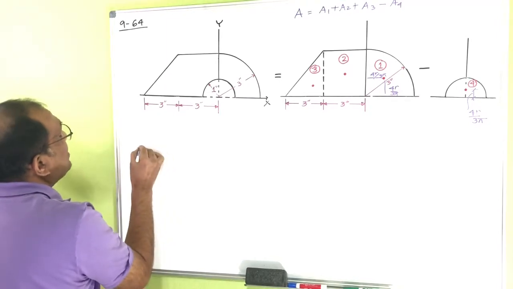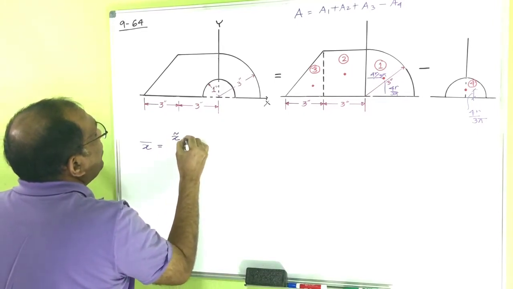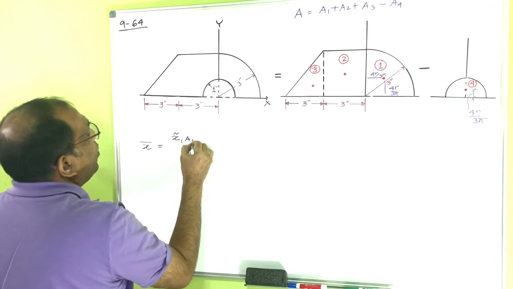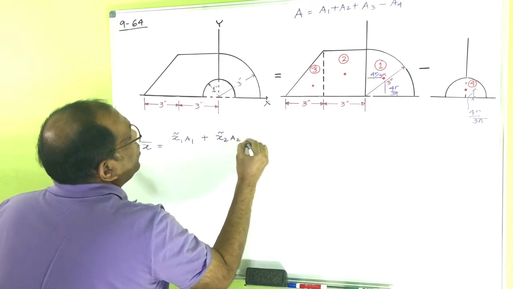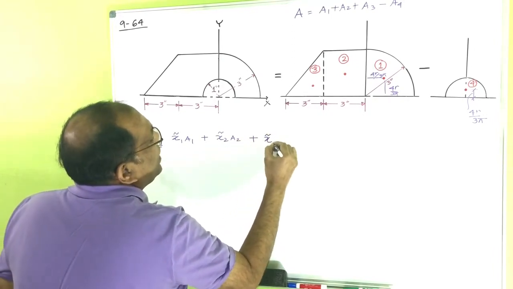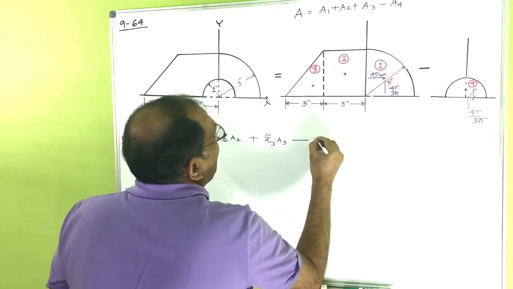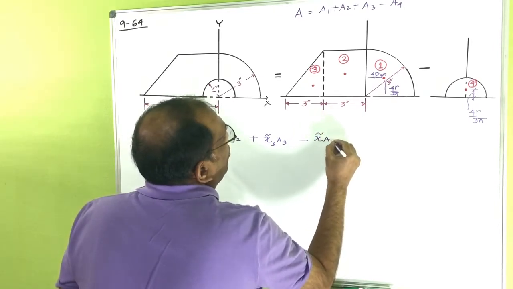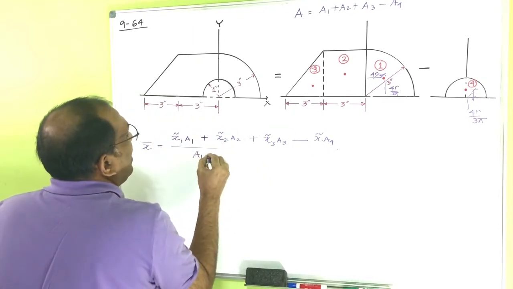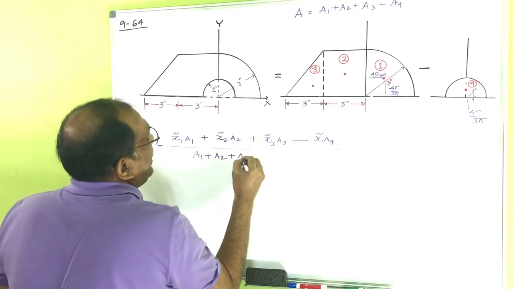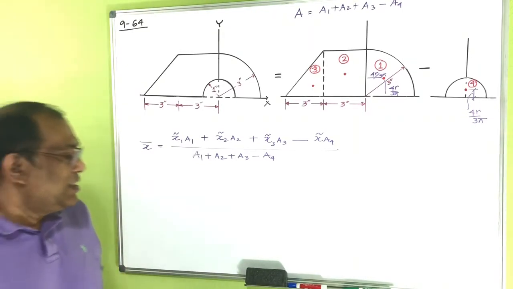So basically my x bar would be equal to x1 squiggly bar A1 plus x2 squiggly bar A2 plus x3 squiggly bar A3 minus x4 squiggly bar A4, divided by A1 plus A2 plus A3 minus A4. Okay? So that's the formula.